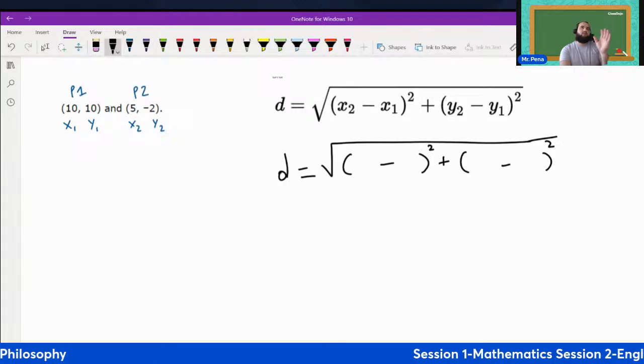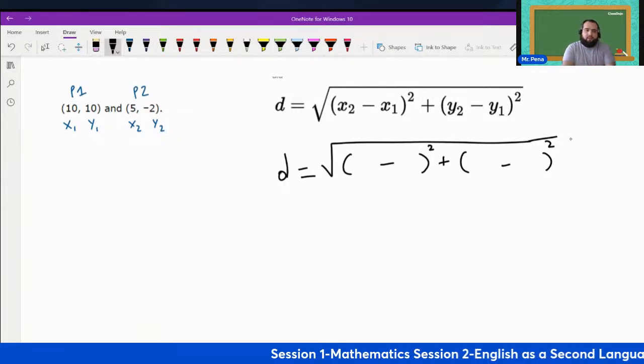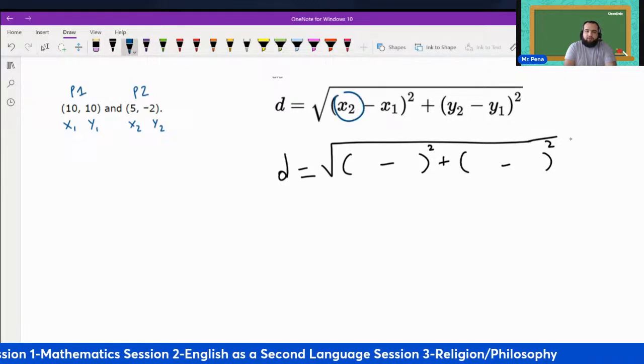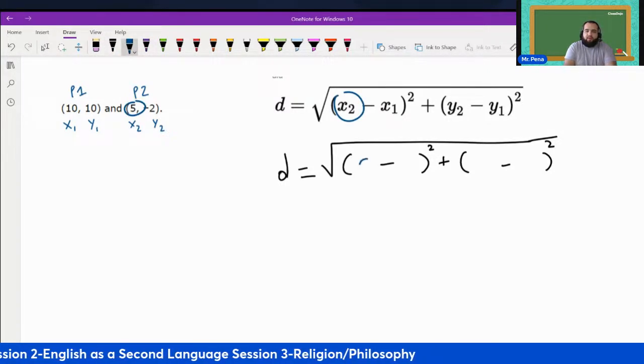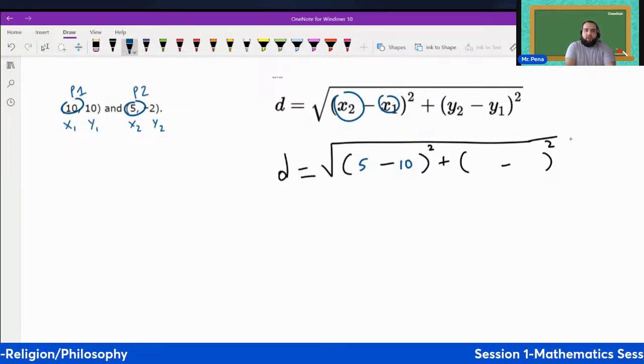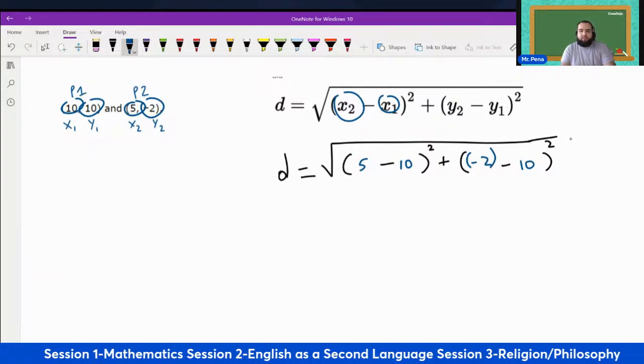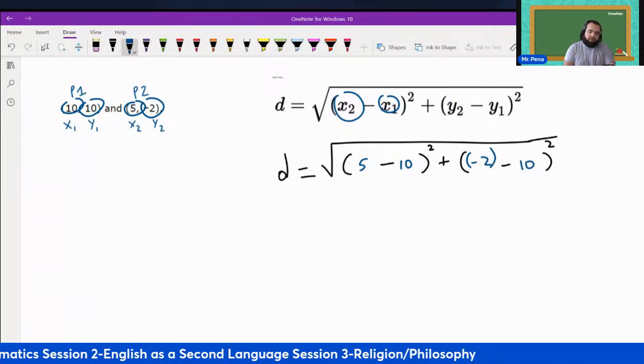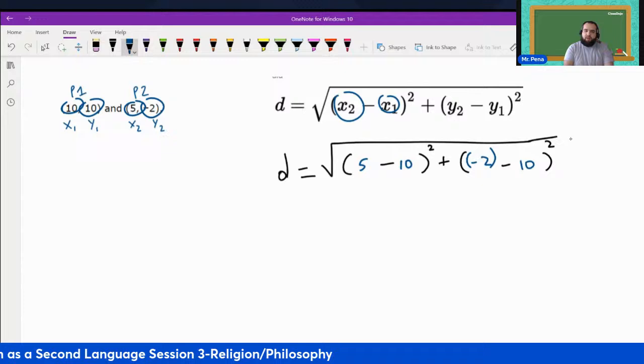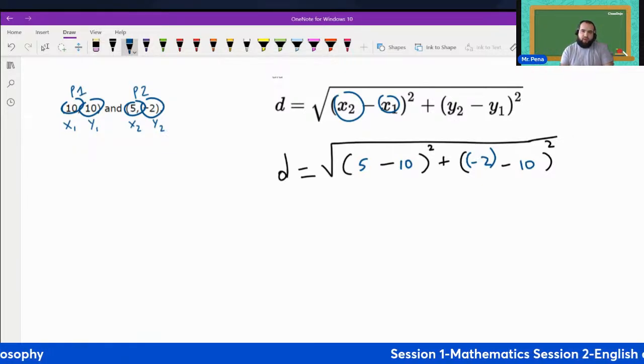And that's why I said this is point 1 and this is point 2 from the beginning. We have x2, which is 5, x1, which is 10, y2, which is negative 2, and we have y1, which is 10. So what is 5 minus 10? Negative 5. So negative 5 squared. What's negative 5 times negative 5? That's 25.